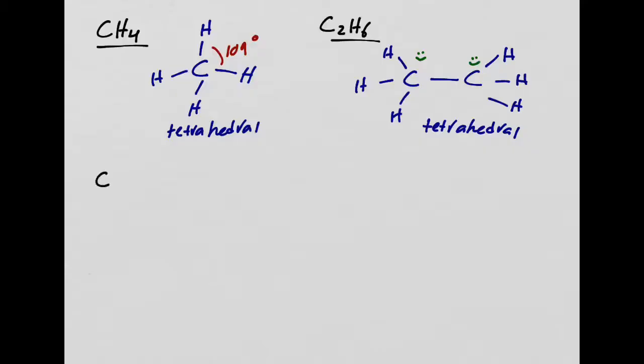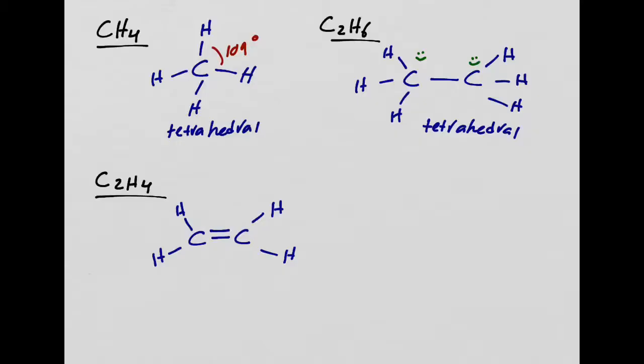Okay. Now, next one, C2H4. I have 2 carbons. I'm going to add them together. I have 4 hydrogens, so each carbon gets 2 hydrogens. Now, count how many bonds each carbon has. 1, 2, 3. Each carbon has only 3 bonds. But carbon needs how many bonds? 4. So I need 1 extra bond. What do I do? I make a double bond.